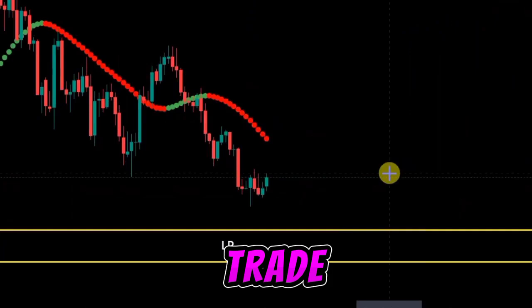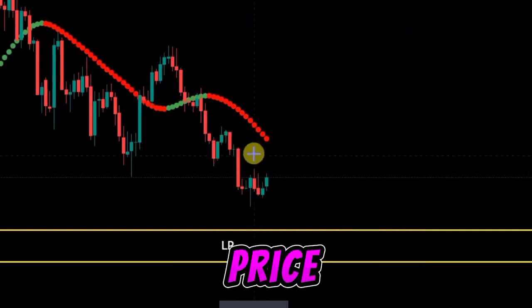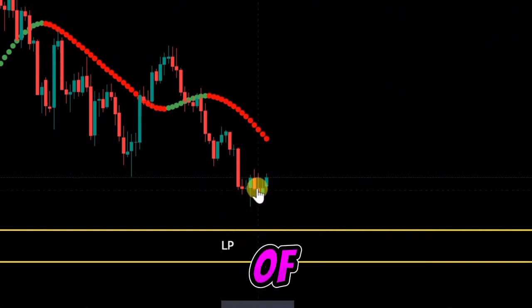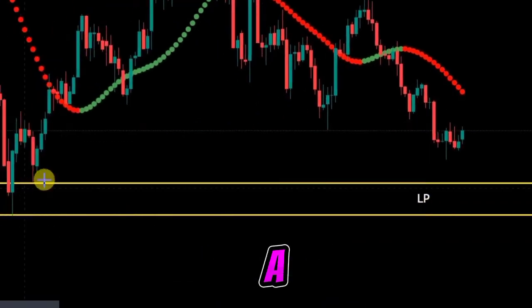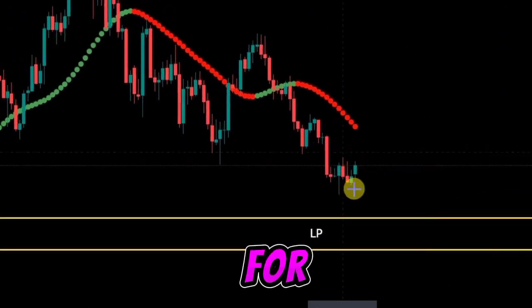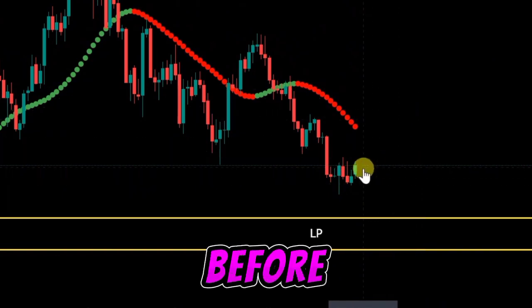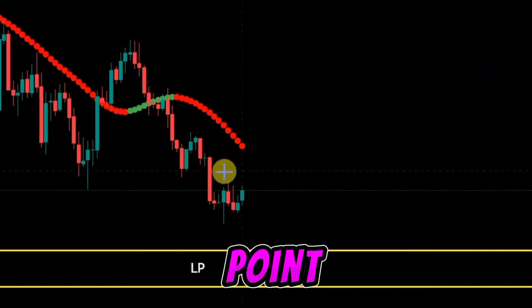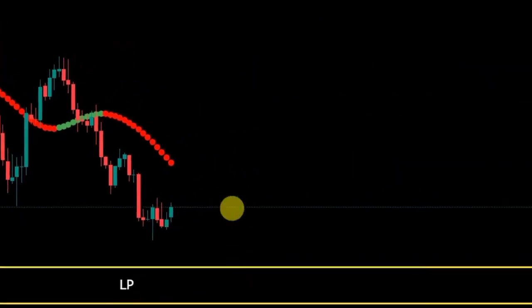Now to take a long trade or a buy entry with this indicator, you have to first of all wait for the price of the asset to trade into the liquidity pool you've drawn. After the price of the asset has successfully tapped into the liquidity pool, just the way we have a massive tap into a liquidity pool here, the next thing to do would be for you to wait for the indicator to change to green, to print a green signal before you can enter your buy position, targeting the closest liquidity price point as your take profit area. So yeah, let's wait and see what will happen.